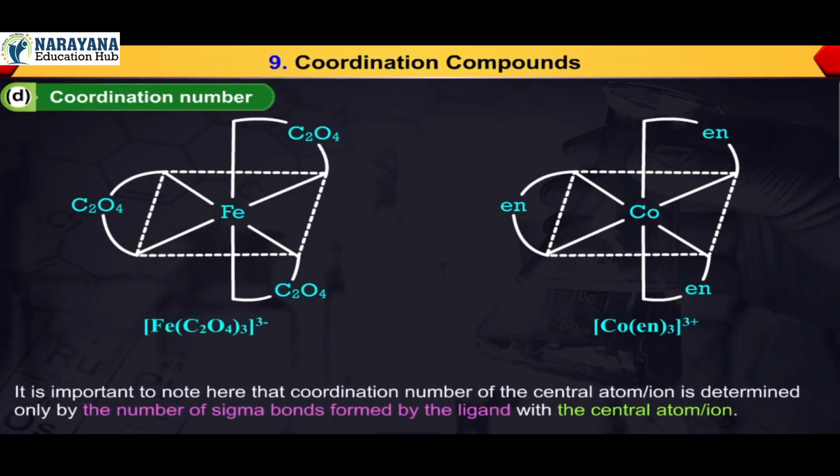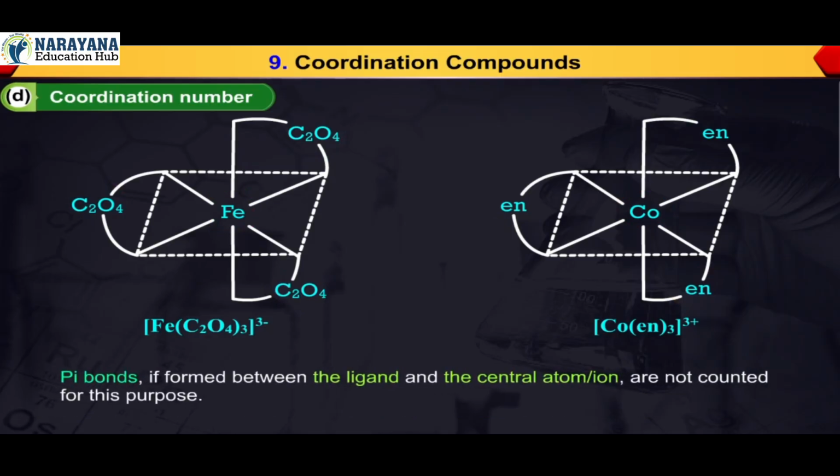It is important to note here that the coordination number of the central atom or ion is determined only by the number of sigma bonds formed by the ligand with the central atom or ion. Pi bonds, if formed between the ligand and the central atom or ion, are not counted for this purpose.